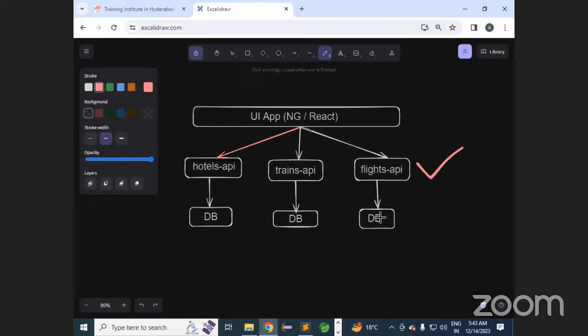Now, in order to develop these microservices, guys, we are going to use Spring Boot with REST APIs. Microservices are nothing but REST APIs only. We need to develop REST APIs in the backend. That REST API will be accessed by the front end. The front end will be developed by Angular or React.